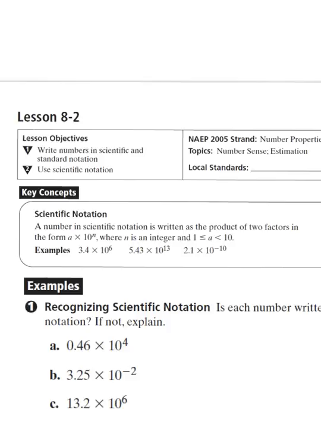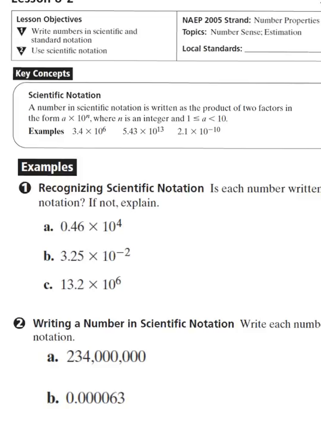With scientific notation, you always have a number that's between 1 and 10, okay? It has to be less than 10, so it's only one digit in front of the decimal place, and then you're multiplying that by 10 to a power, okay? So here are some examples. We've got 3.4 times 10 to the 6th, 5.43 times 10 to the 13th, and 2.1 times 10 to the negative 10th. So we can have negative powers, and that's going to show us really small numbers. Positive powers of 10, big numbers, negative powers, little numbers.